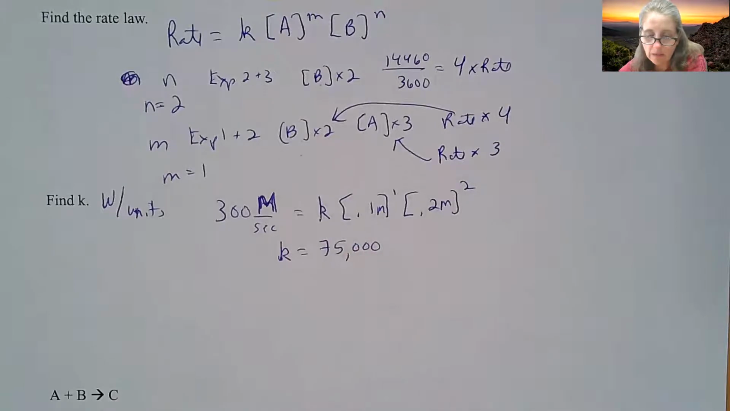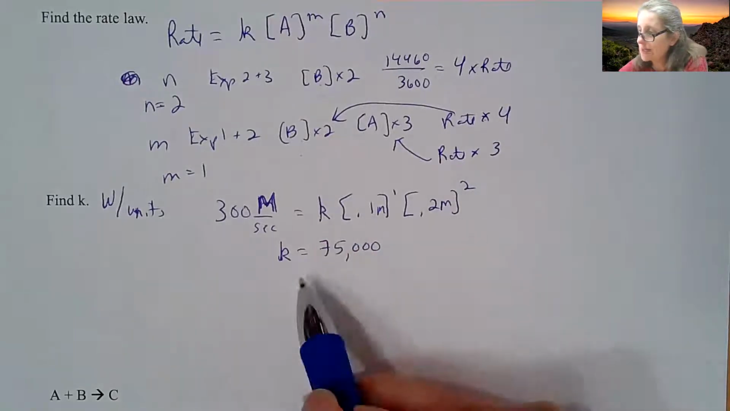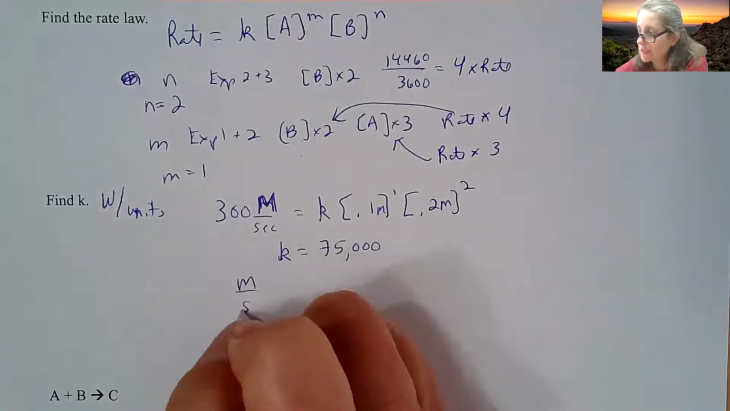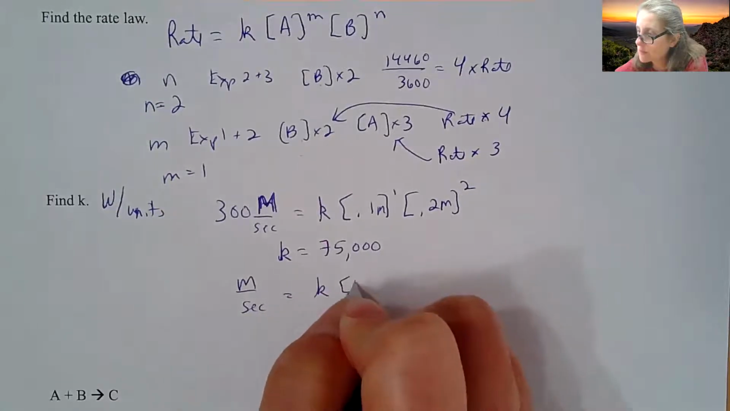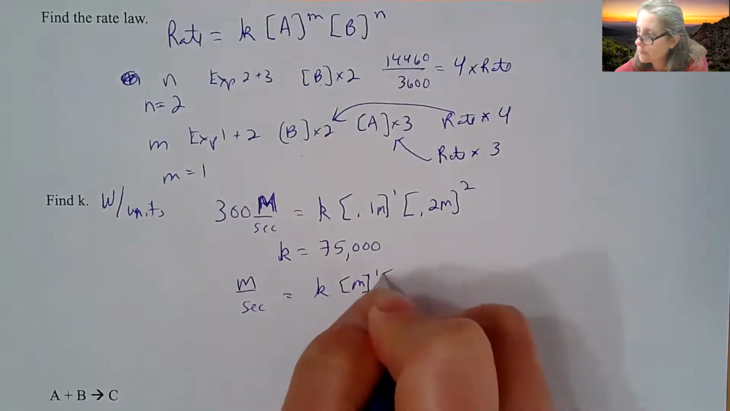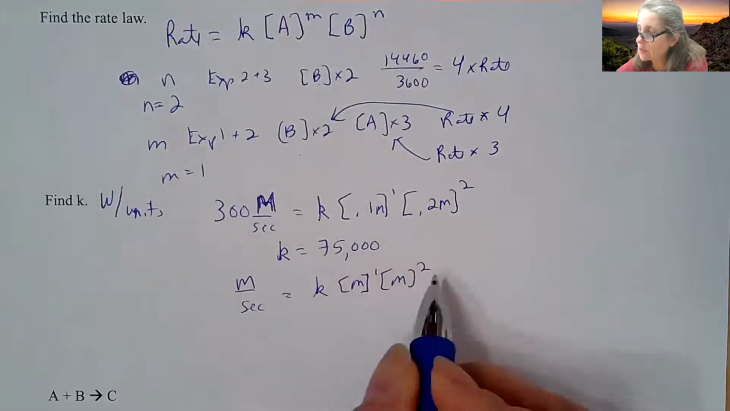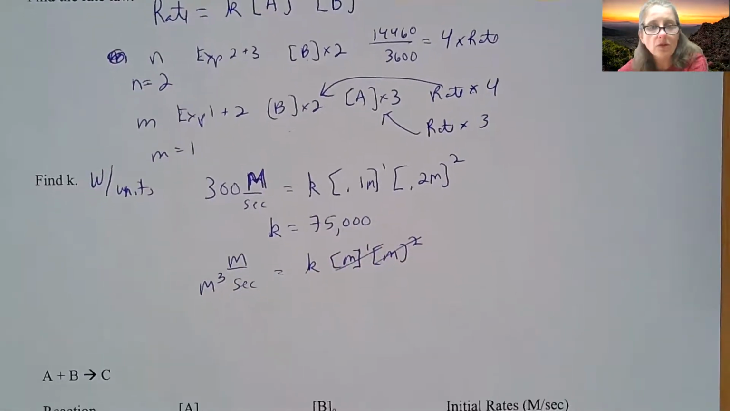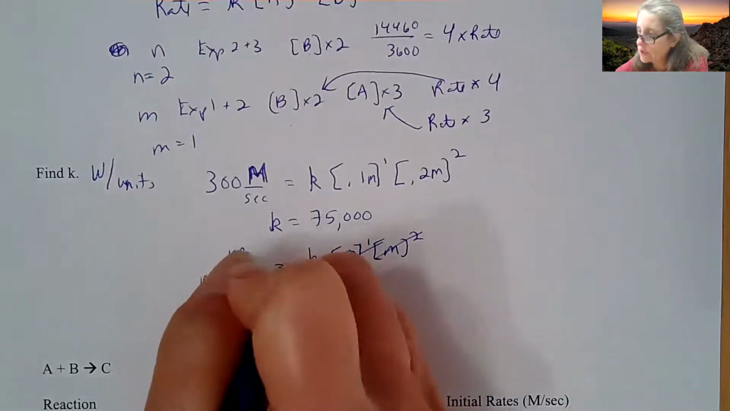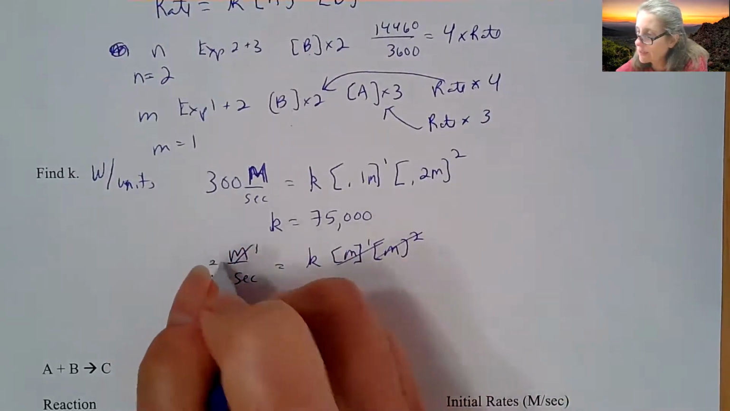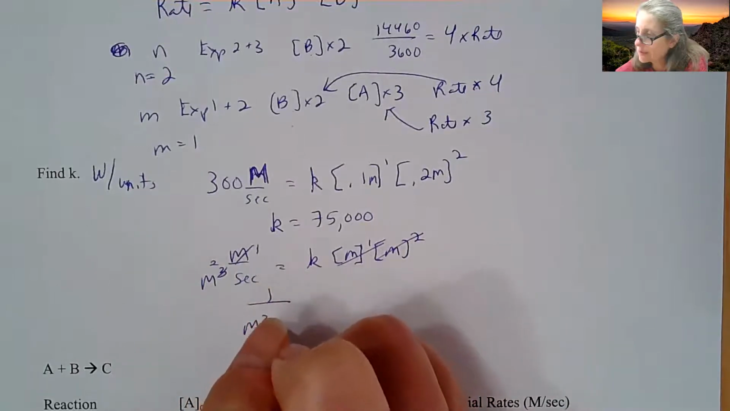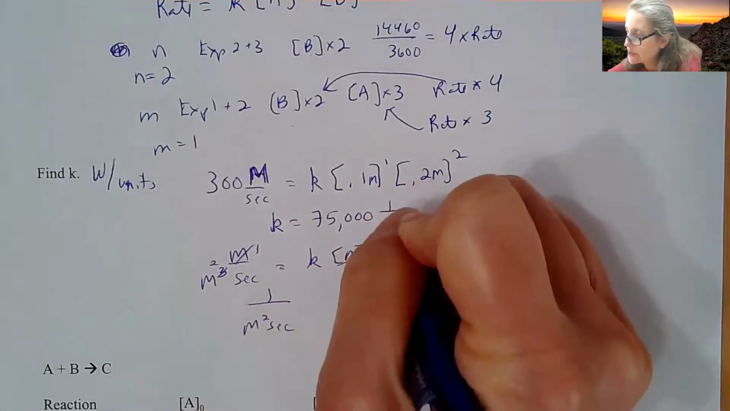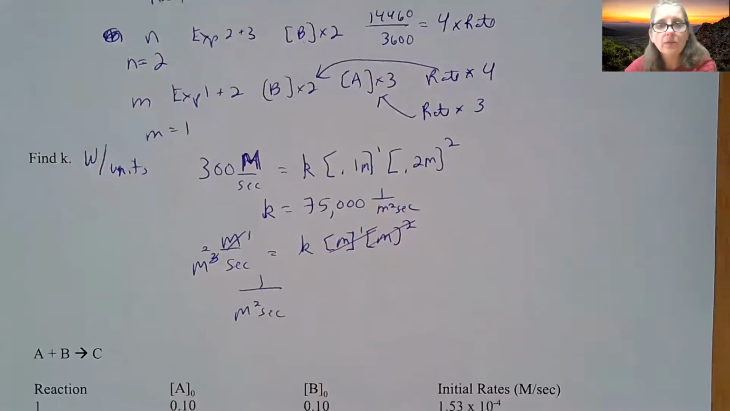But the more important thing is the units, okay? So this is molarity per second. This is K times molarity to the first, molarity to the squared. So essentially, to get rid of this, I have to bring molarity cubed over to the other side. So the cube takes away one of those, and that becomes a squared. So it's 1 over molarity squared seconds that is going to be your unit here for this particular problem.